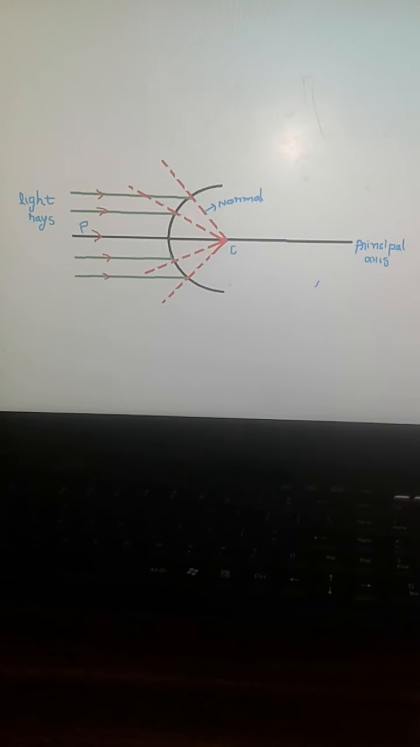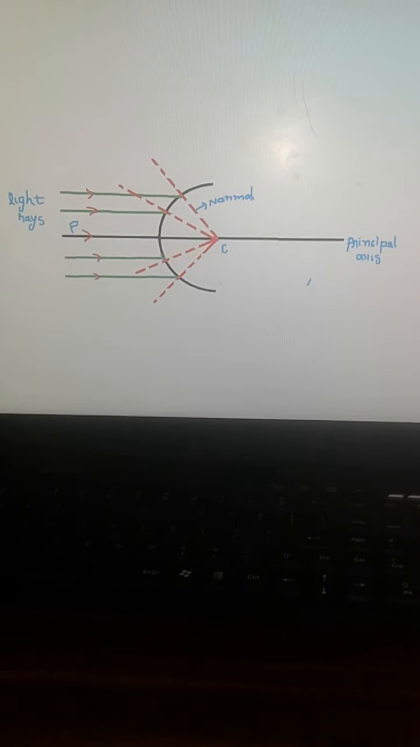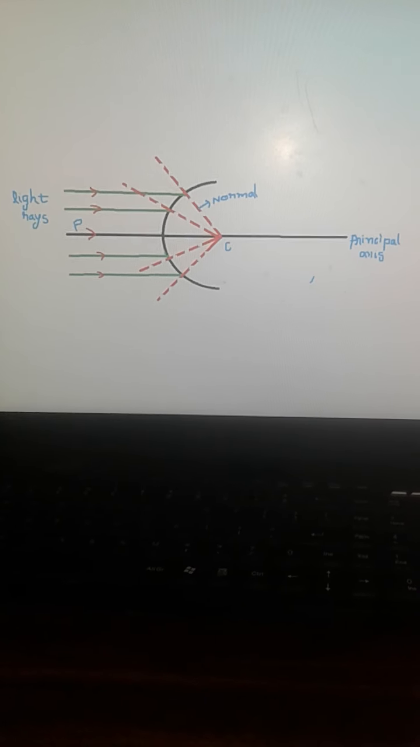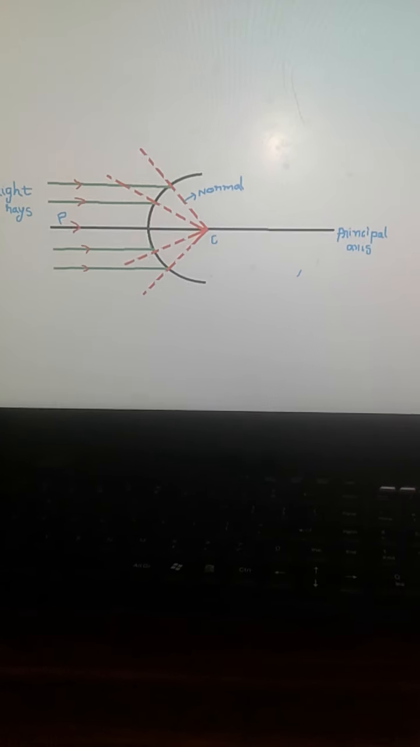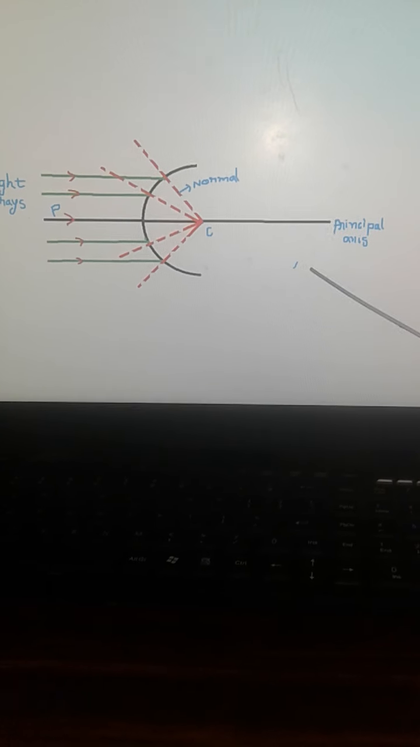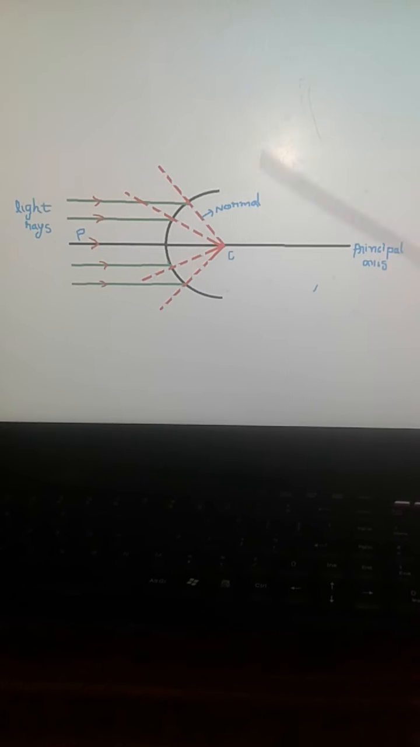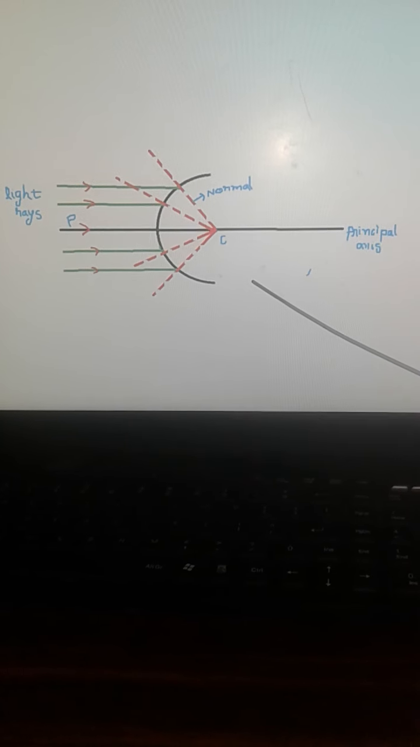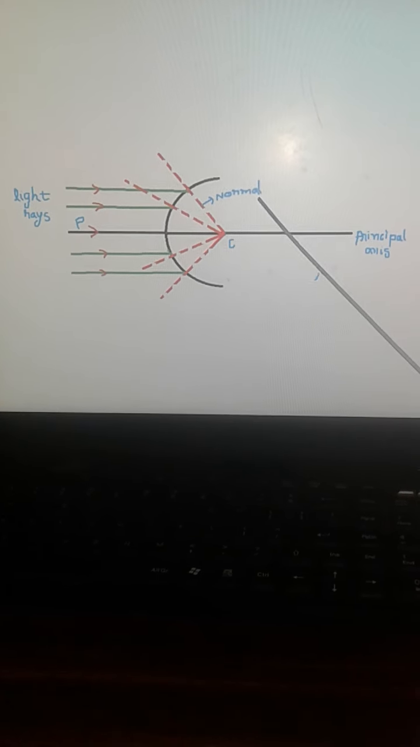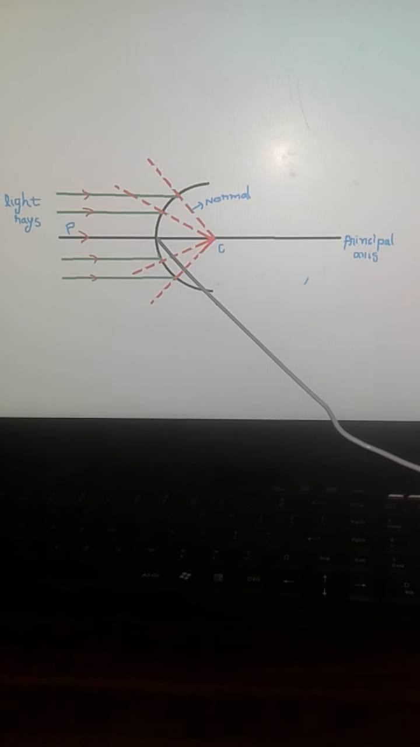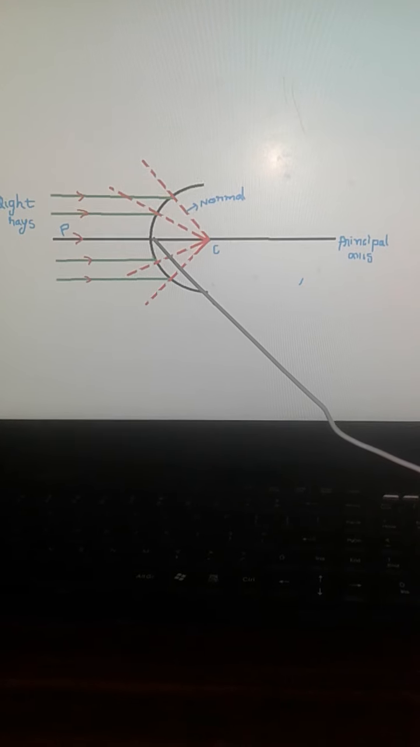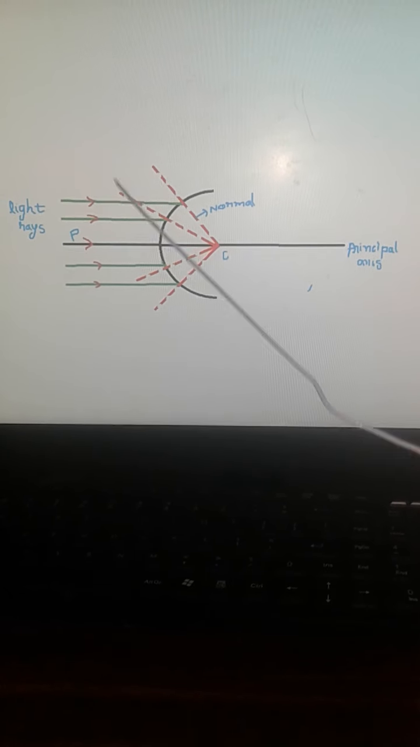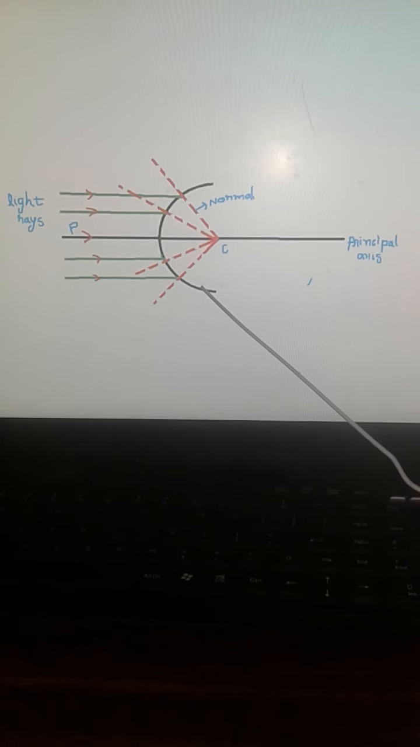In this video, we will see the definitions of pole, center of curvature, principal axis and radius of curvature. How will we define a pole? Suppose we consider a curved surface separating two medias. Then how will we define the pole? The center of the curved surface is called the pole of that curved surface.